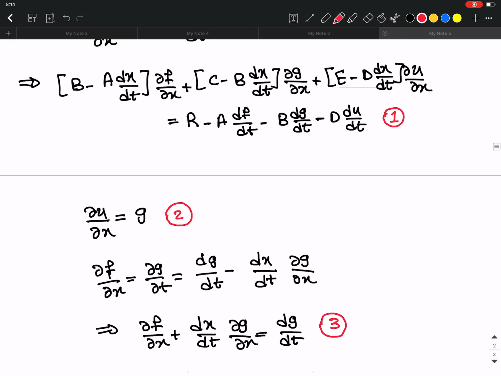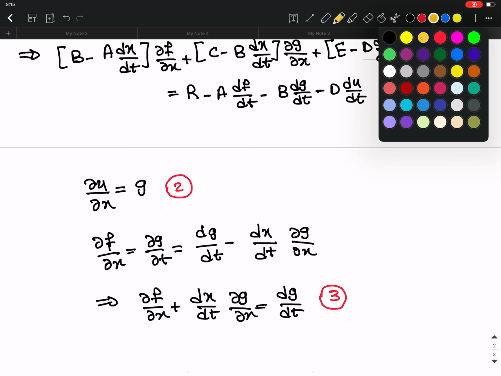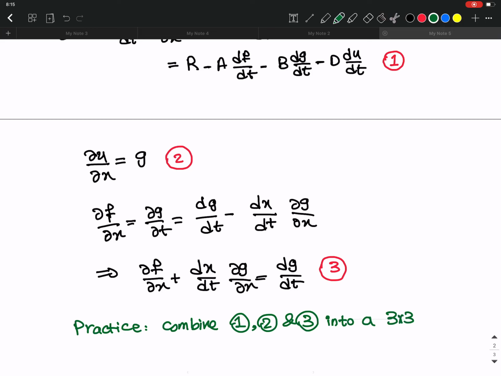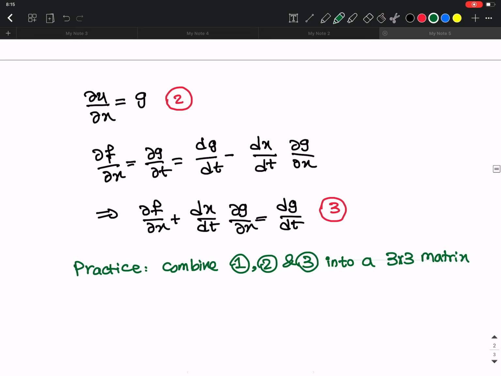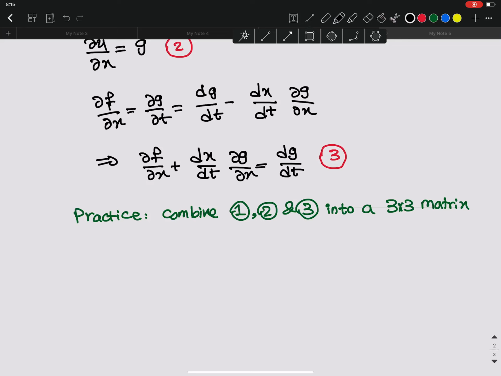And now I have these three equations, okay? And I want to combine them into a 3x3 matrix to be able to solve it and find the characteristic curves, okay? So I want you to do it first yourself and then I'm gonna do it, okay? So the practice here, combine 1, 2, and 3 into a 3x3 matrix. Okay, and I'm just gonna give you a hint how you should do it.